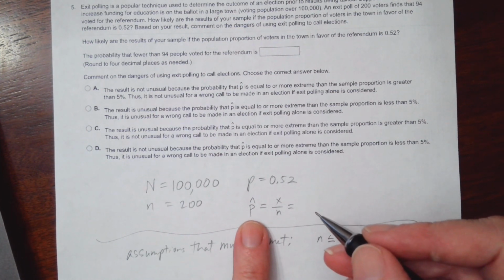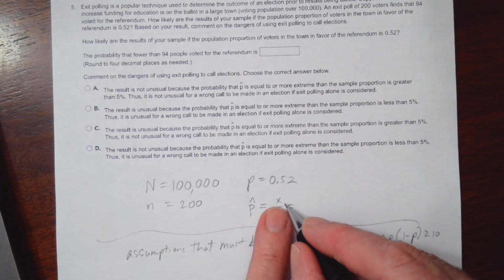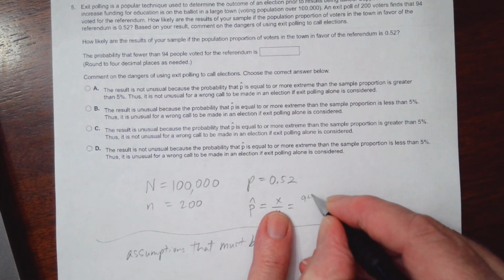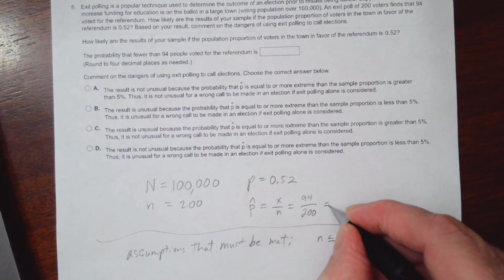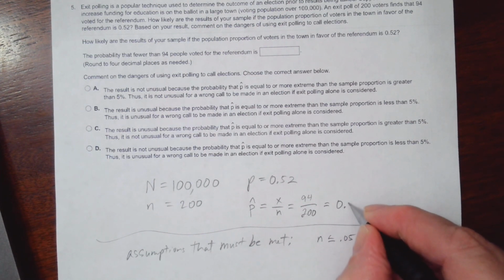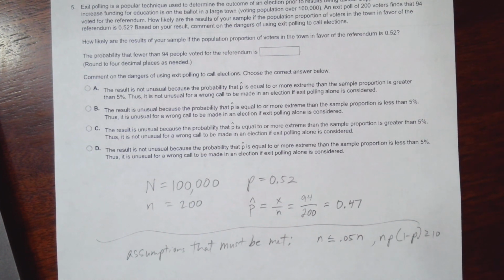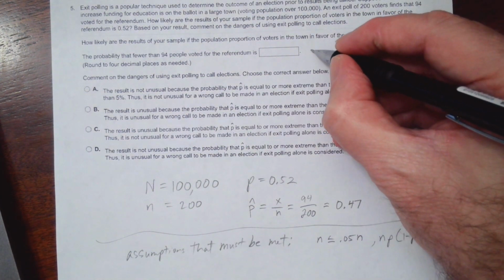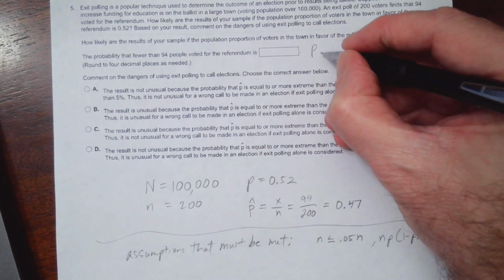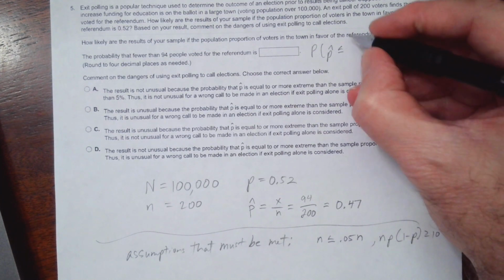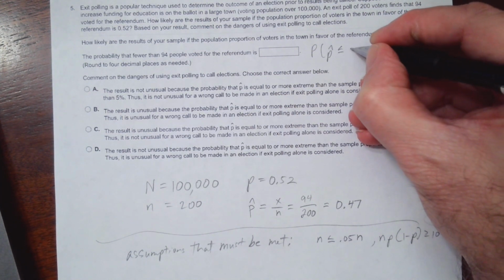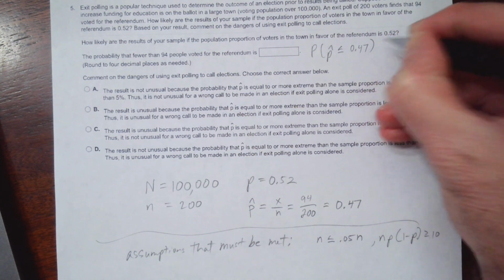So p hat is equal to x over n, where x is the number that favor the proposition in the sample, which was 94 here, out of a total of 200. And that is equal to 0.47. And so what we're really looking for here is the probability that p hat is less than or equal to 0.47.